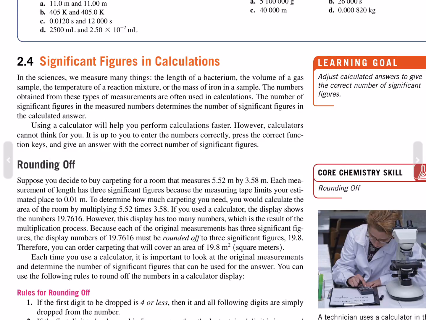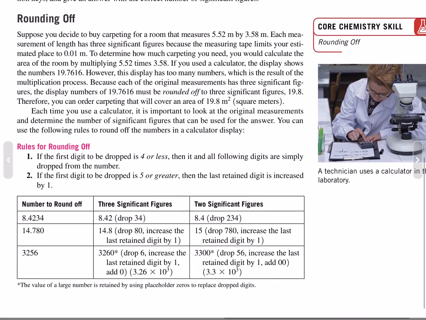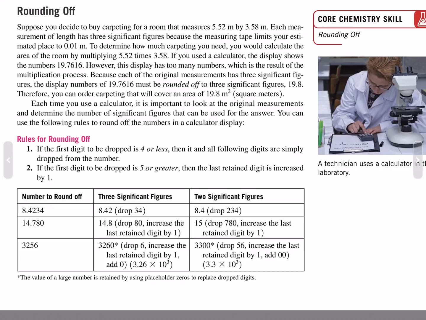Rounding off. Suppose you decide to buy some carpeting for a room that measures 5.52 meters by 3.58 meters. Each measurement of length has three significant figures because the measuring tape limits your estimations to a place of 0.01 meters. To determine how much carpeting you need, you would calculate the area of the room by multiplying 5.52 times 3.58. On a calculator, the display shows the number 19.7616.